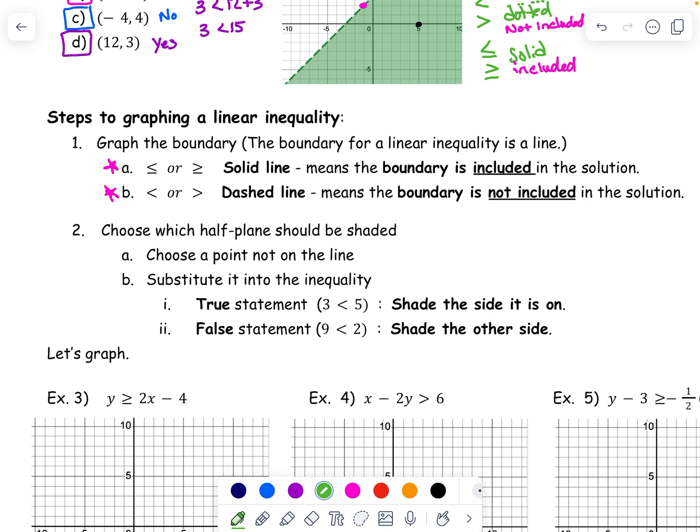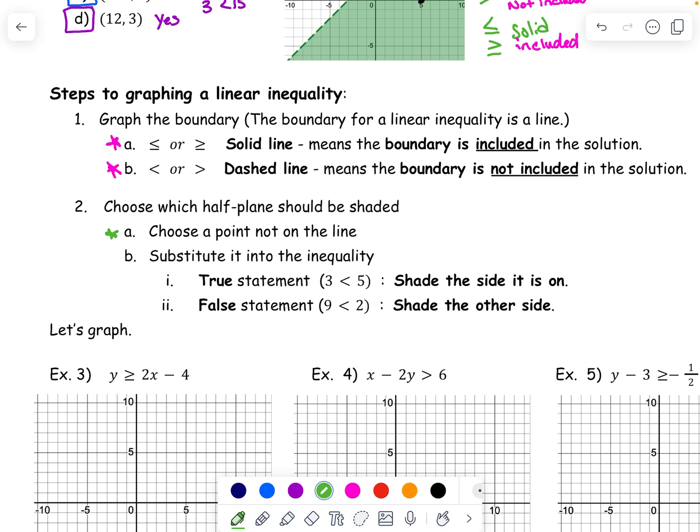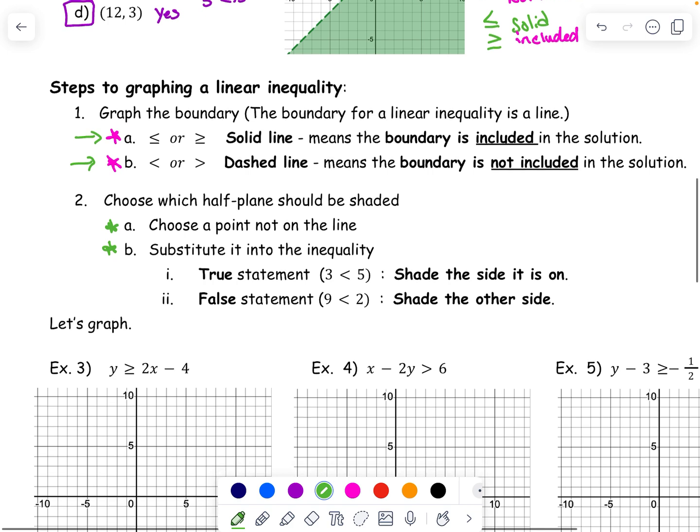Okay. So how do we choose? How do we find out which half plane we should shade? Well, we can choose any point. Choose any point that's not on the line, because obviously if it's on the line, we know that it's either included or not included, right? And then we substitute that into the inequality, and if it's true, we know that we're including it in the solution. If it's false, we know that that's not the one we're including in the solution, the other part is.